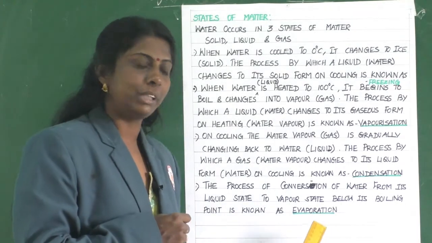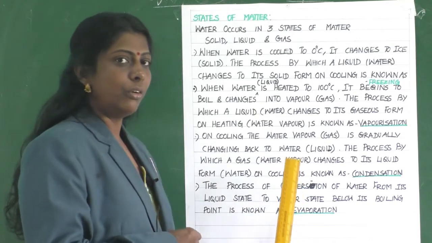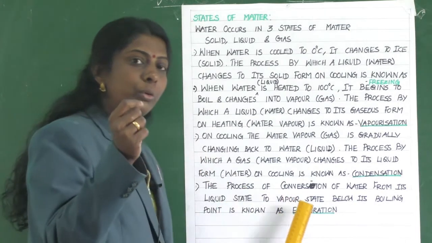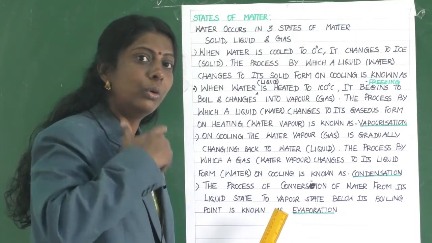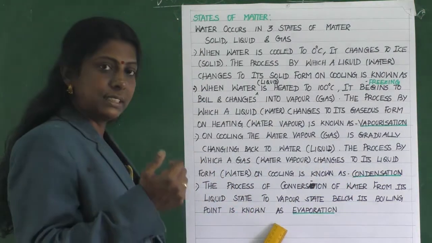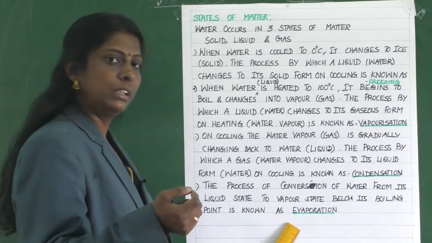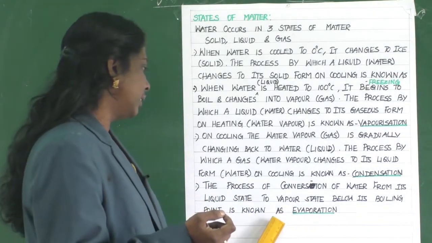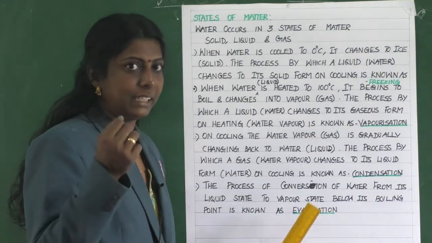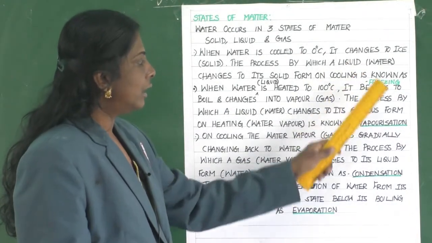What is that? Evaporation. So the process of conversion of water from its liquid state to vapor state below its boiling point is known as evaporation. What is that? Evaporation. So there is a conversion of water from liquid to vapor, and that process is called evaporation. Clear? So these are different processes.